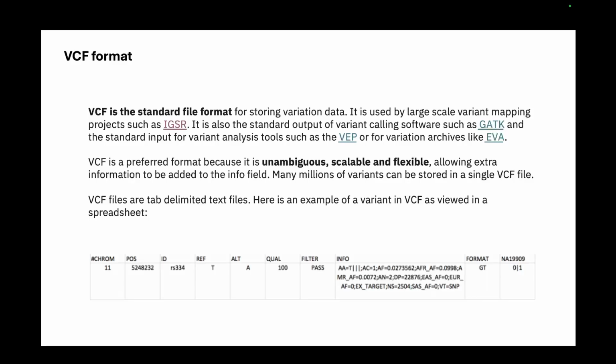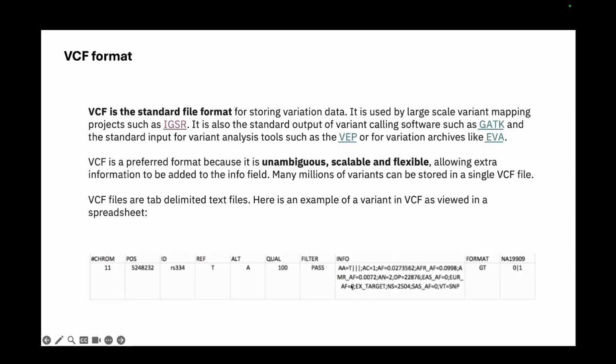So if those particular things are present, it will be a pass variant. Basically, if there is enough evidence, it will be a pass variant. If there is not enough evidence, it will be a non-pass or a low depth or something else type of variant. And in the info column, you have all this information.